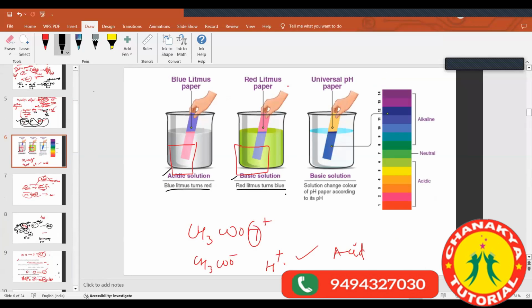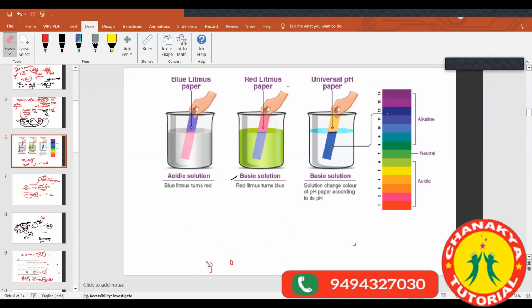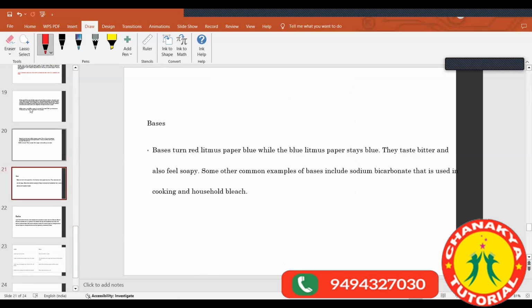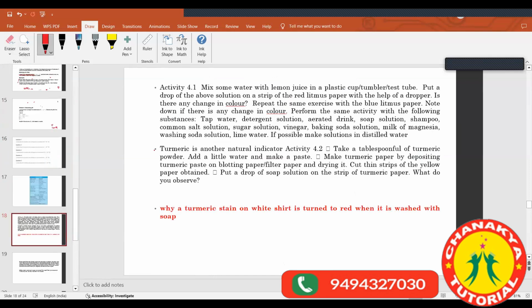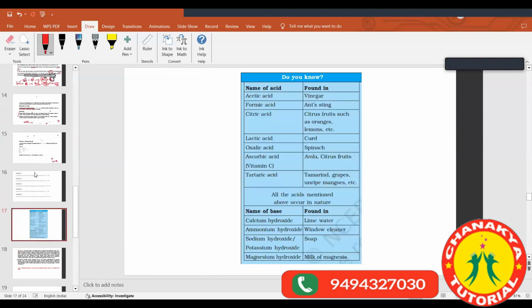It can be done with turmeric paste also. Yes, that is also a natural indicator. So we have different kinds of indicators to indicate the presence of acids or bases. Litmus paper is one of the tools. We have China rose and some other indicators. Turmeric is also an indicator. We will come to that later.